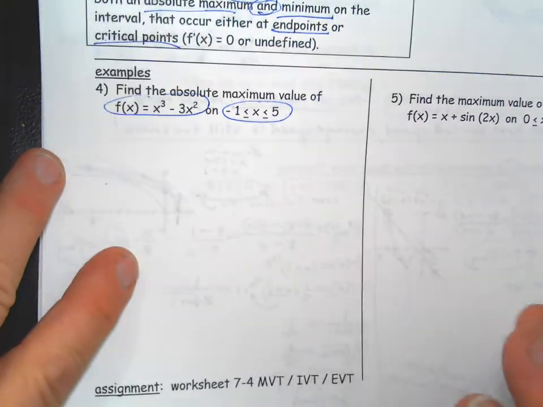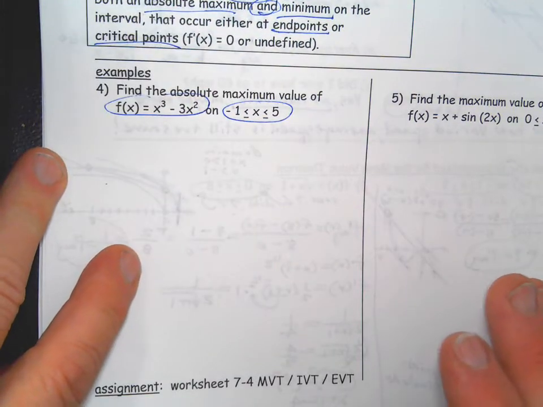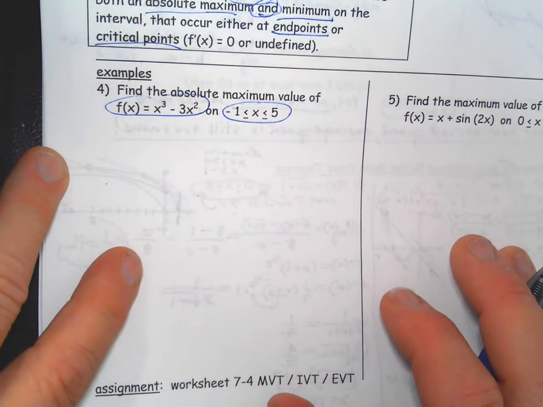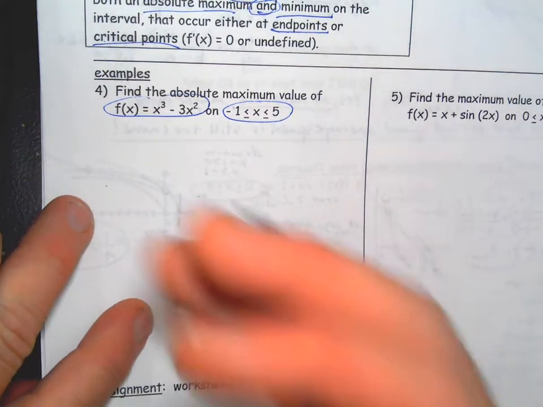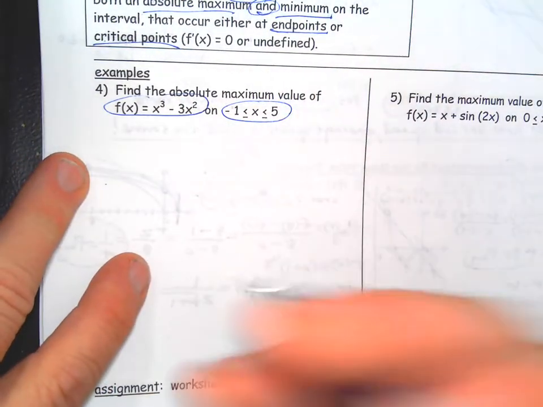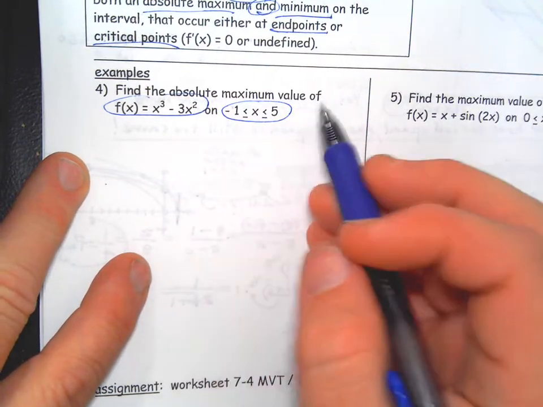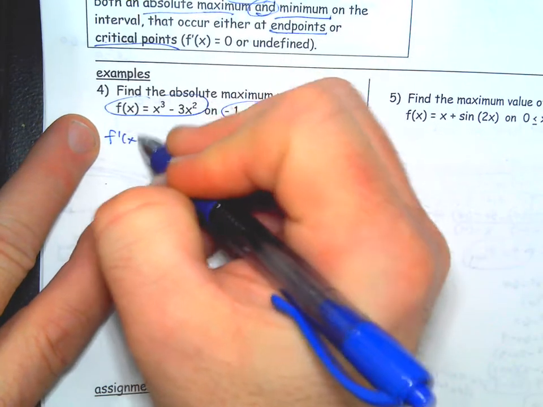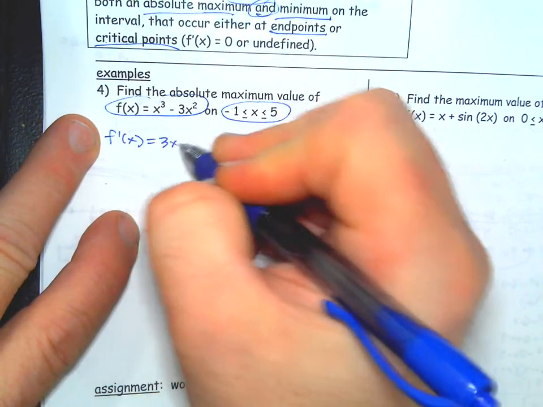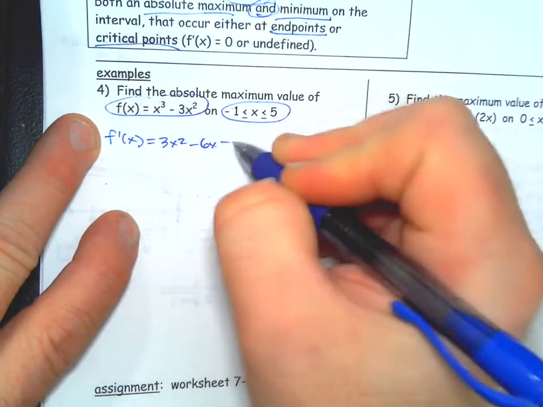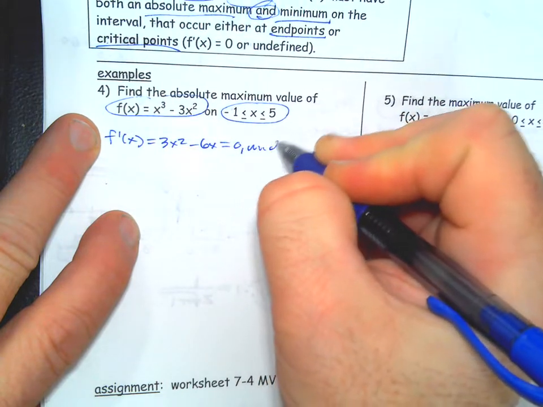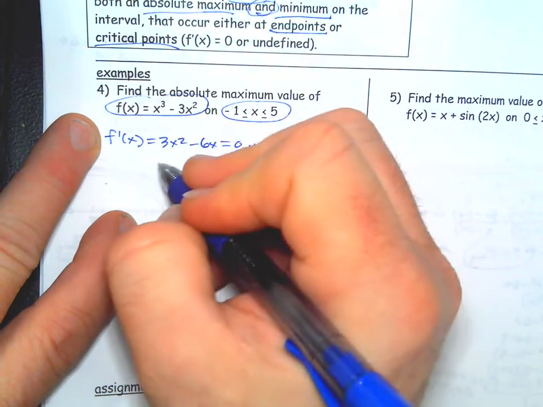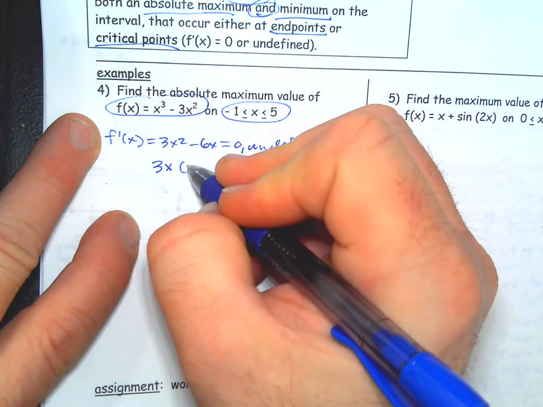So this is, I mean, we were using this on optimization. This is kind of nicer because they're just giving you the function. You have to come up with it. You don't have to draw a picture. They're just giving you the points. You don't have to figure those out. So we jump into, let's take the derivative, 3x squared minus 6x equals 0, undefined. And then we're going to factor out 3x.